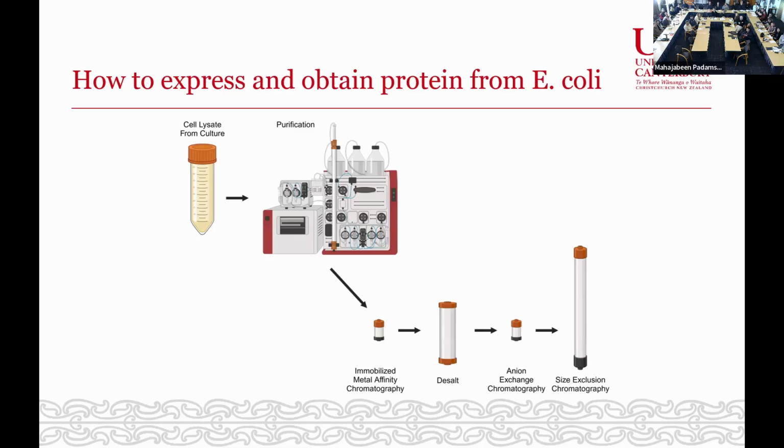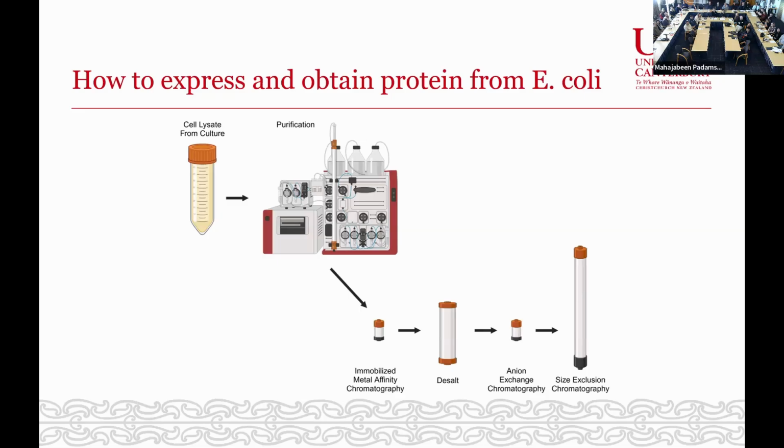coli cell. So the first step is a bit of a mouthful, immobilized metal affinity chromatography. And this is why we have the tag on the protein, which actually binds to this column, and then the rest of the proteins from the E. coli will flow out, and then we should be able to elute our protein off, and it should be a lot purer. And then desalt is pretty self-explanatory. It gets rid of the salt.